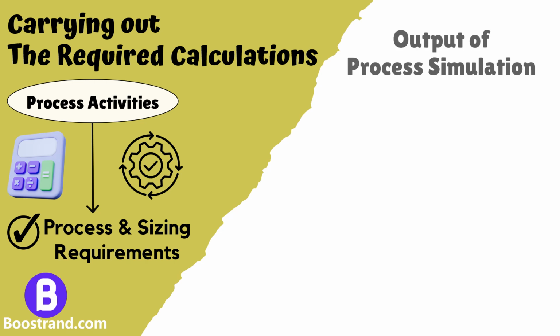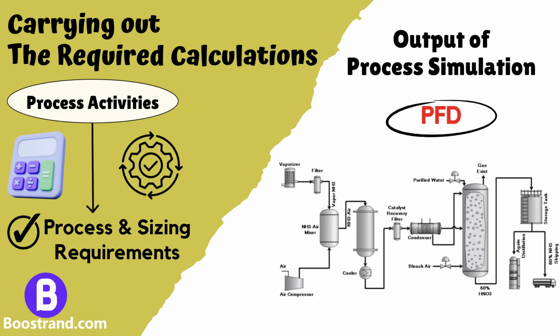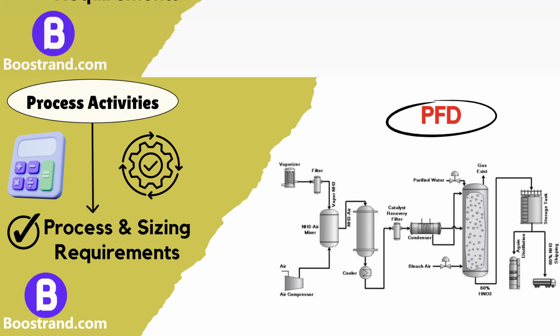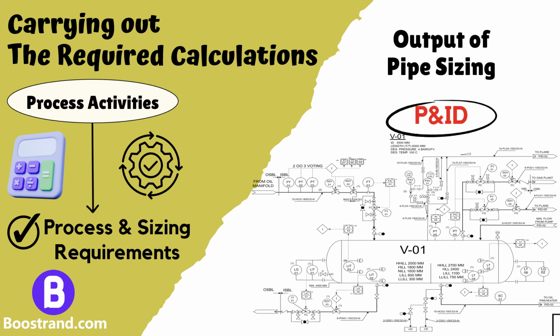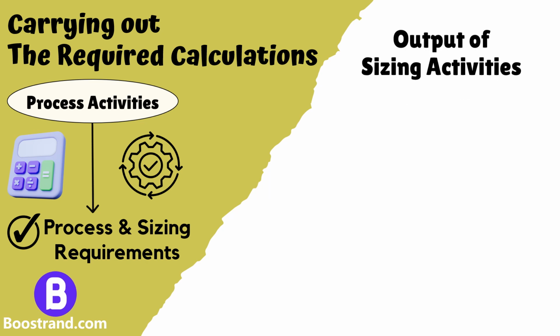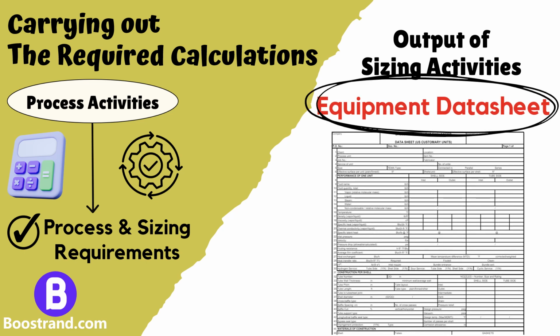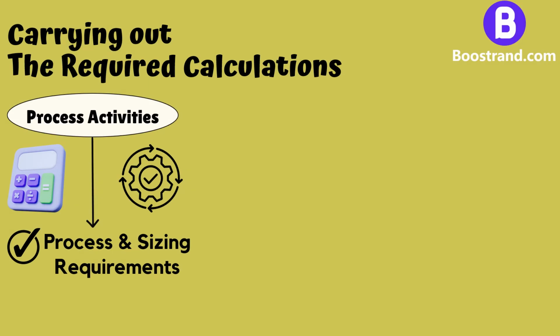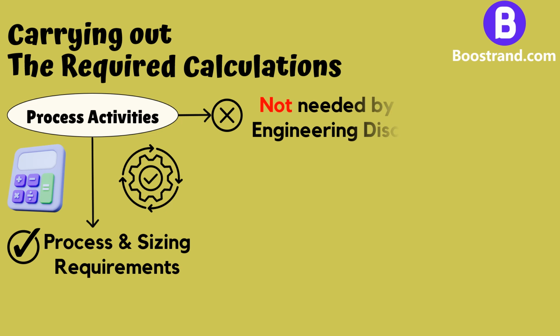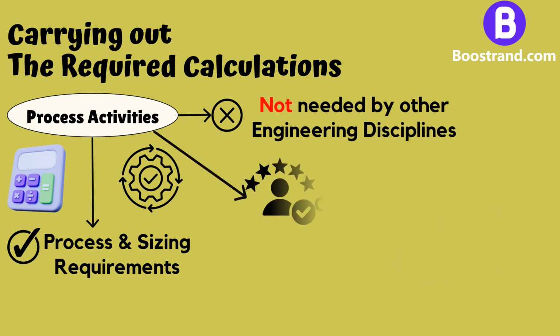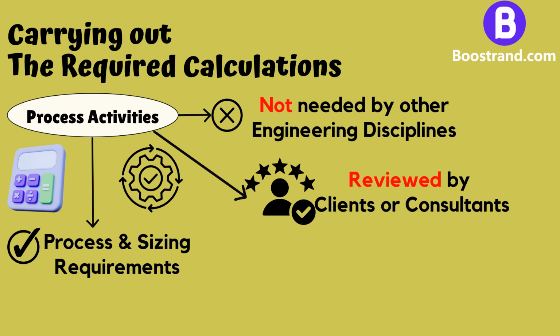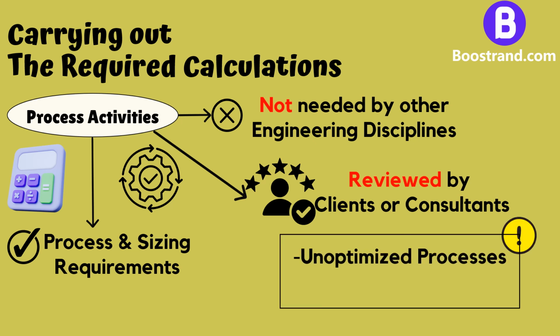For example, the output of process simulation is reflected in the P&ID. The output of pipe sizing is reflected in the P&ID or the line list. The sizing activities output is reflected in equipment datasheets. However, these calculations are not needed by other engineering disciplines. Still, they may be reviewed by the client or third-party consultants to ensure they are carried out properly, as they can lead to unoptimized processes or undersized equipment.